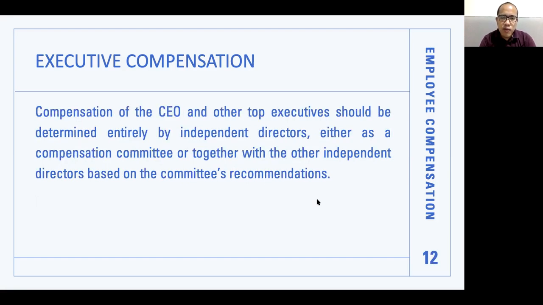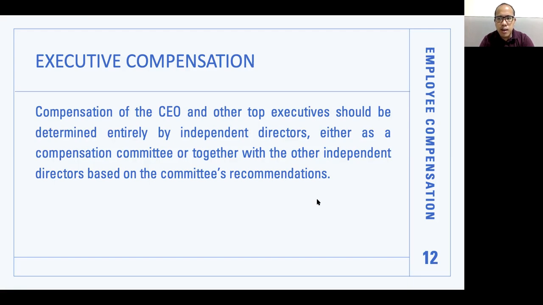So the compensation of the chief executive officer and other top executives should be determined entirely by independent directors, either as compensation committee or together with other independent directors based on the committee's recommendation. So sa setup ng mga companies, di ba meron kang board of directors, and then among the board of directors, pwede kang maggawa ng mga committee. Di ba meron kang finance committee, marketing committee, audit committee, pwede ka ding mag-come up ng compensation committee. So para maiwasan yung conflict of interest, yung magde-determine ng compensation ng chief executive officer mo at saka ng top executives mo should be the members of that compensation committee, which should include the independent directors.